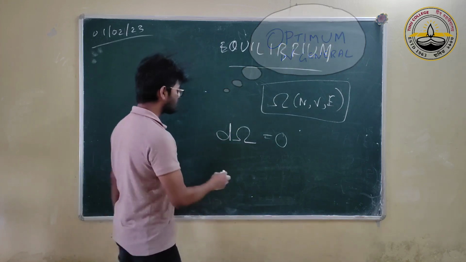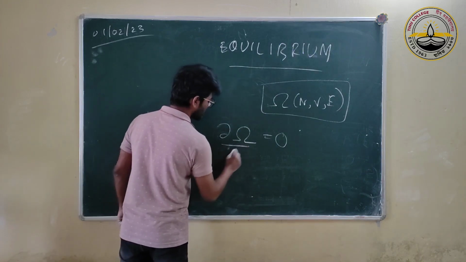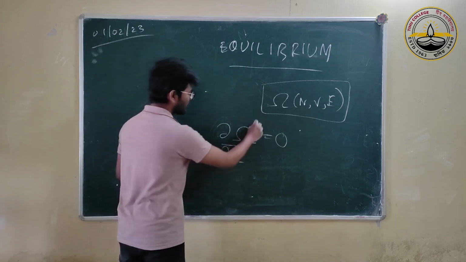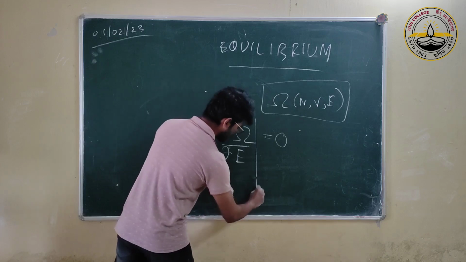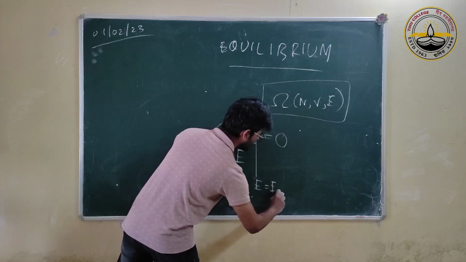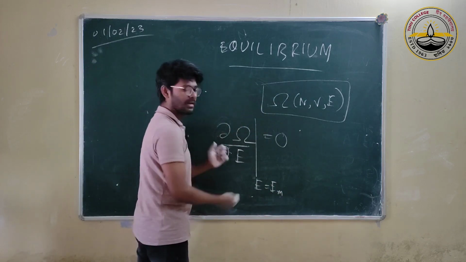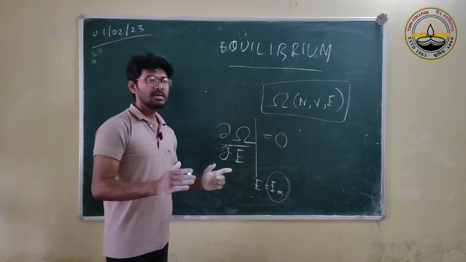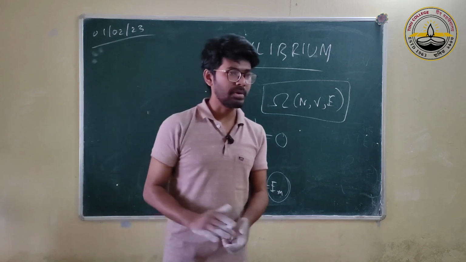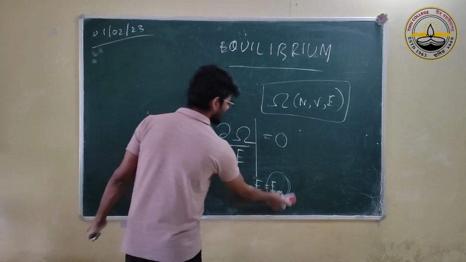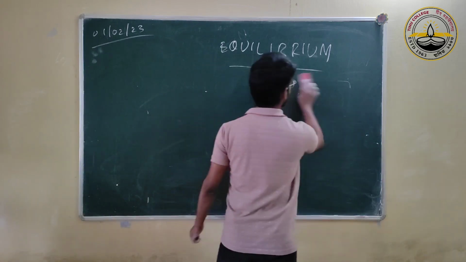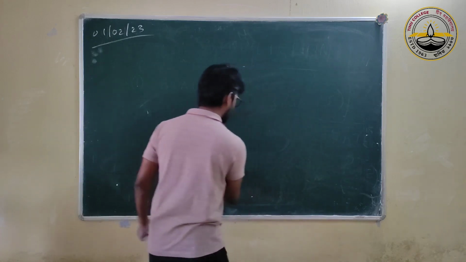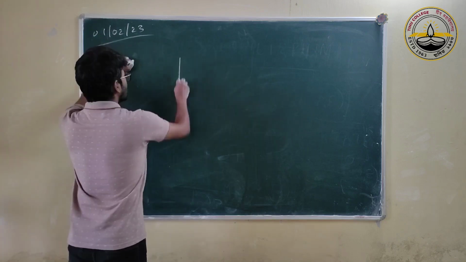So for example, if you varied it with delta E and put it equal to 0, then at a certain value of E equal to E max, let's say EM, this will be maximized, and at that value the system will attain equilibrium. So now I will apply this to a system and derive a very important formula in statistical mechanics and thermodynamics.